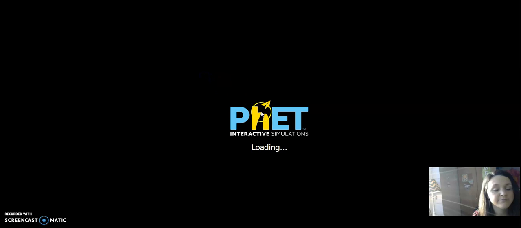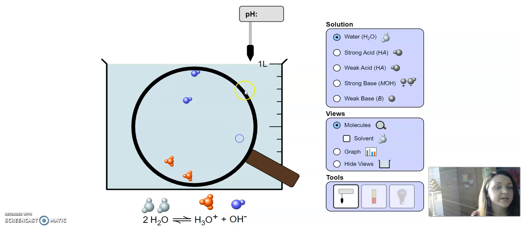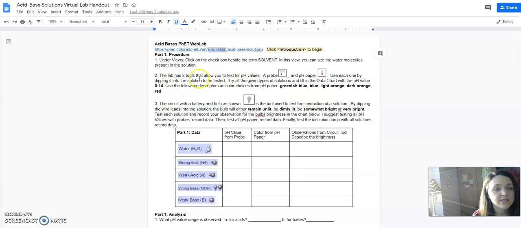So I'm going to press play, and I'm going to click Introduction. Okay, now it says the lab tool has three things. We have a pH probe, pH paper, and a circuit with a battery. This tool is used to test conductivity. So we're going to describe the brightness. So let me do water with you.